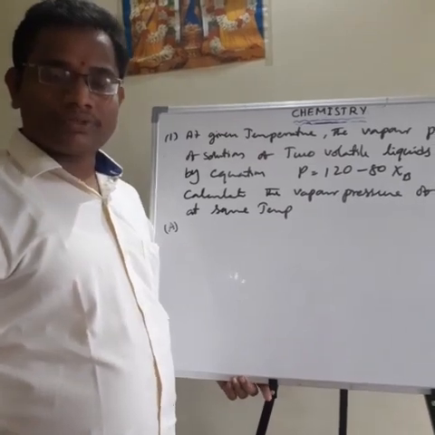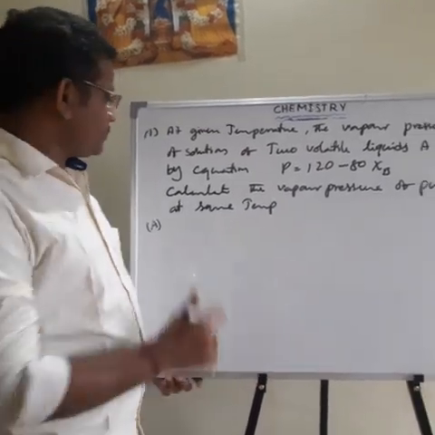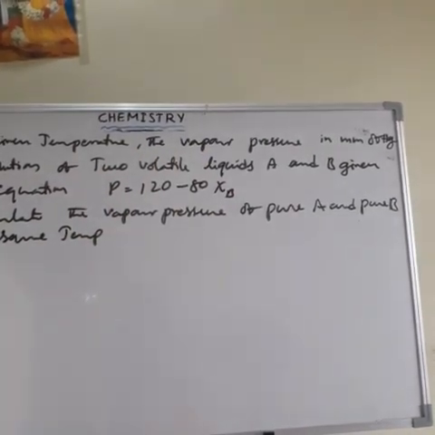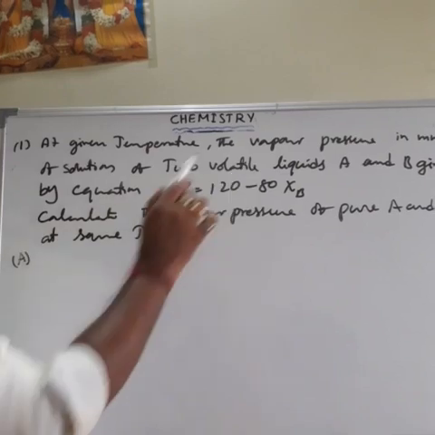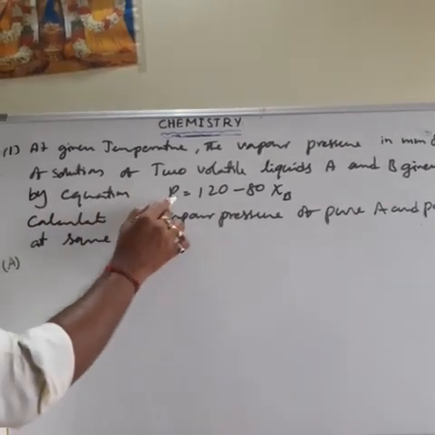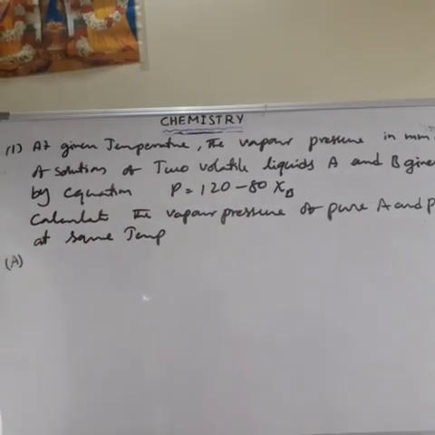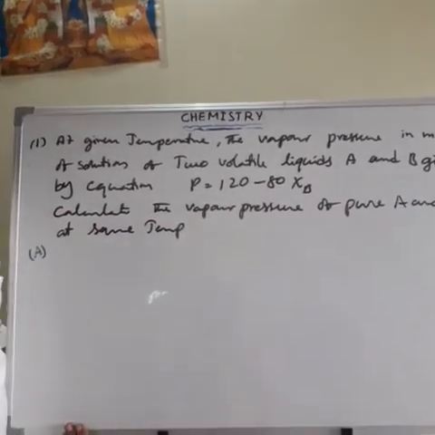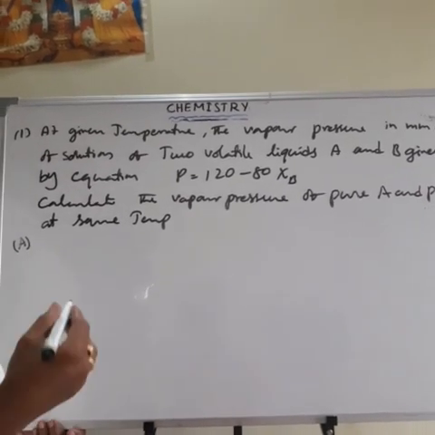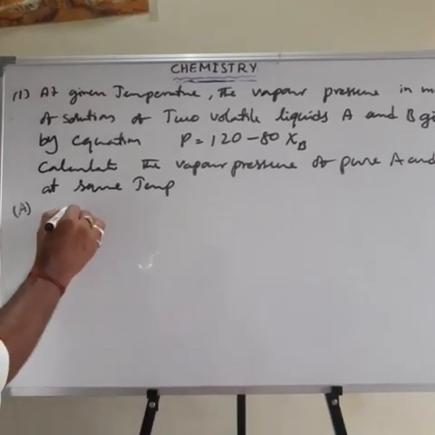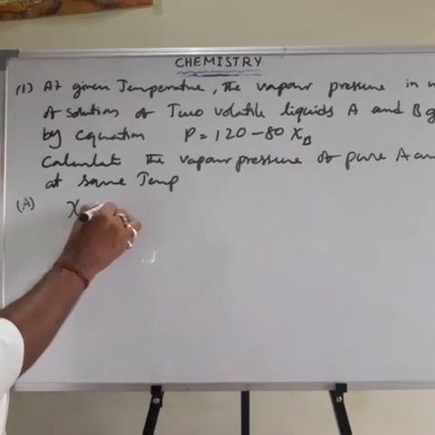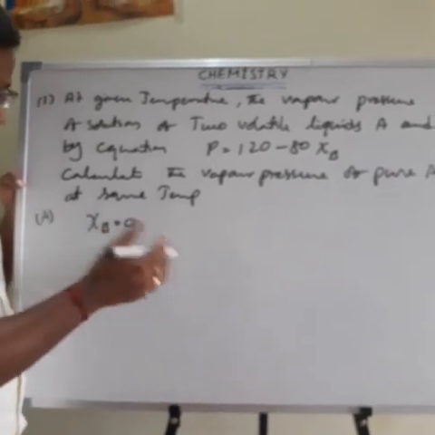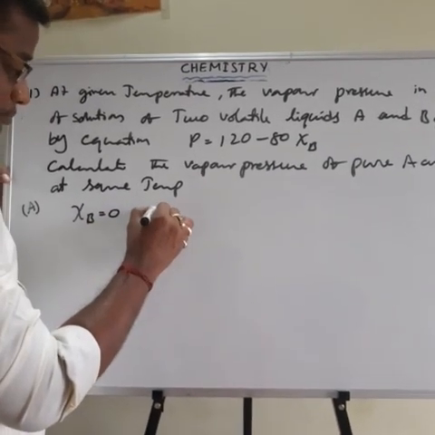Next, some problems are there based on vapor pressure. The first problem: at a given temperature, the vapor pressure in millimeters of mercury of a solution of two volatile liquids A and B is given by the equation P is equal to 120 minus 80 XB. Calculate the vapor pressure of pure A and B at the same temperature. Last class I told one point: if XB is equal to 0, meaning the mole fraction of B is 0, then automatically A is pure.